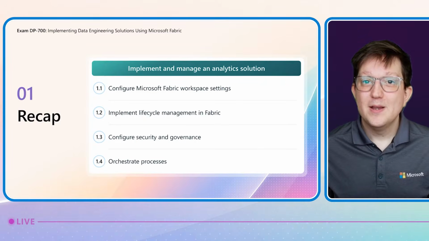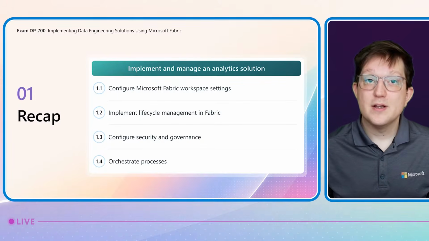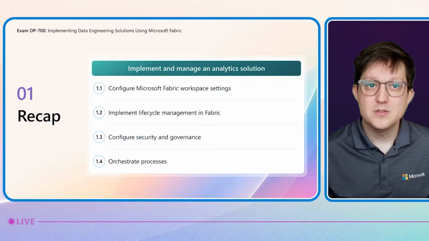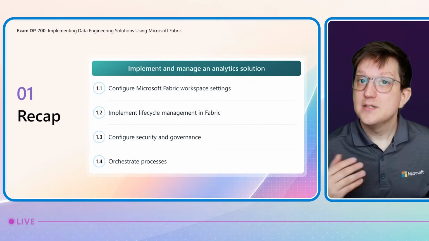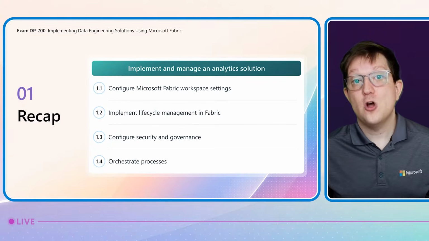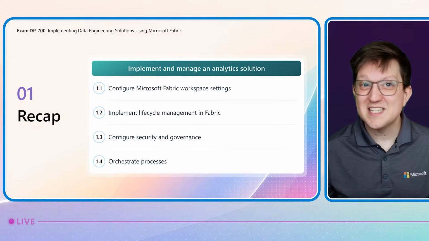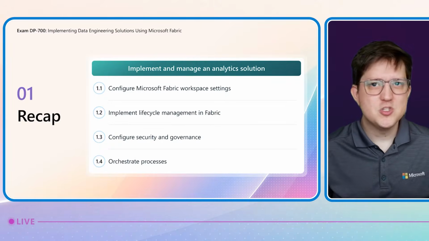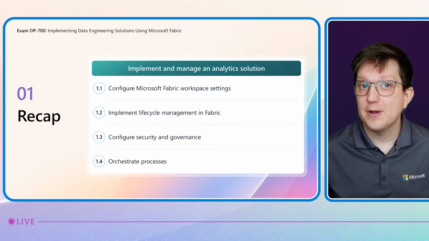All right, let's go through our last little recap here. We covered 3 main areas: configuring the Fabric workspace settings across Spark, OneLake, domain, and data workflows. We implemented lifecycle management. I showed you about Git, database projects, a few different things on deployment pipelines. We looked at a lot of different options for security and governance, including things like workspace settings as well as sensitivity labels. And we talked a little bit about orchestration, how to choose between a pipeline versus a notebook, different types of schedules, event-based triggers, etc.